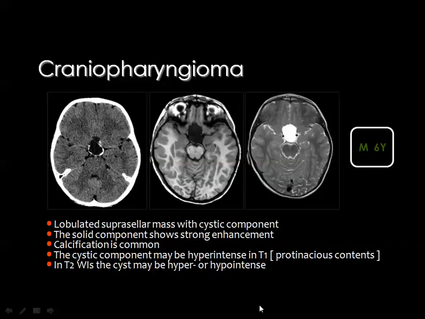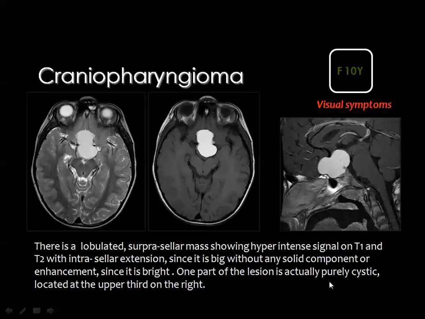Then you know MRI is less sensitive for detection of calcium. This is a cystic component in the suprasellar area in a child, and it has a marginal calcification. You don't see a solid component. Then you have two of three diagnostic stigmata, and you are able to diagnose the craniopharyngioma.